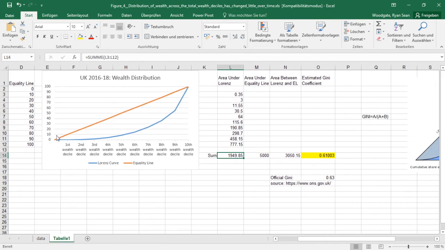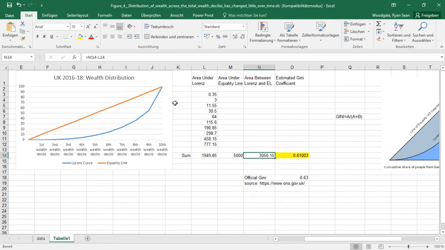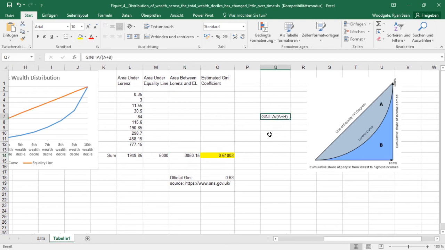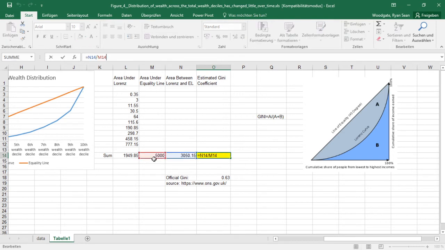And then in order to get the area between the Lorenz curve and the line of equal distribution, I just take the total area under the equality line, which is of course the area of a triangle, 100 times 100 divided by 2, and I subtract it. So that's the area between the Lorenz curve and the equality line. Here again we have our Gini formula, and so simply we divide this number by the sum of this. This number divided by A, or this plus this.